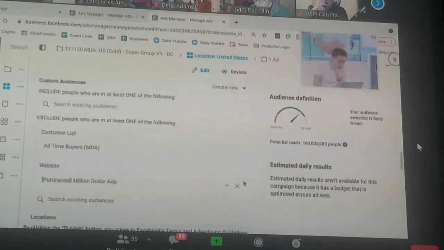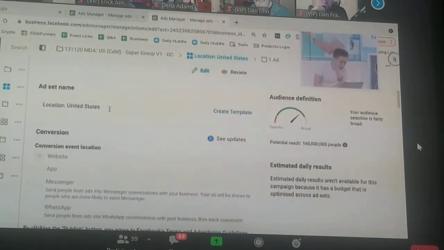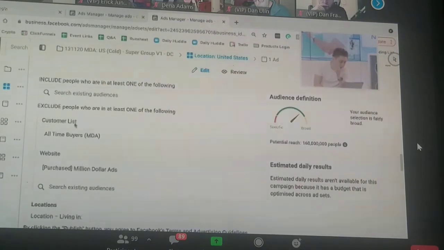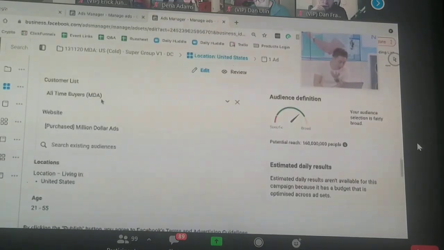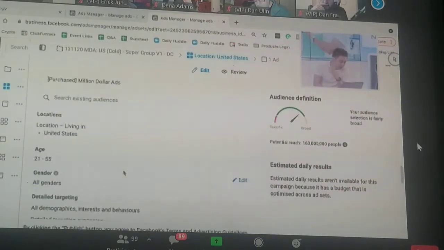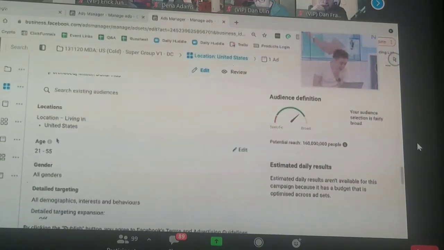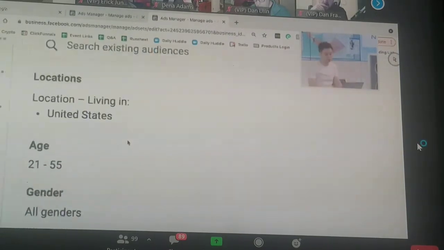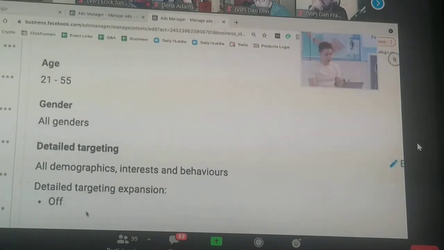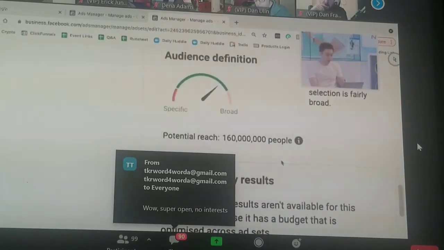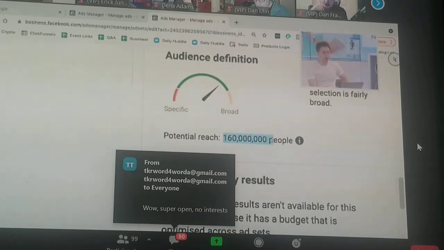Take a look at my targeting. I am inside my ad set right now, right? Notice it's just called location United States. And I would like you to notice my targeting. It's basically exclude my all-time buyers, okay? And my targeting is literally anybody who lives in the US from 21 years old to 55 years old. All genders. No targeting, right? And that is why if I was to go here, take a look at this, potential reach 160 million people.